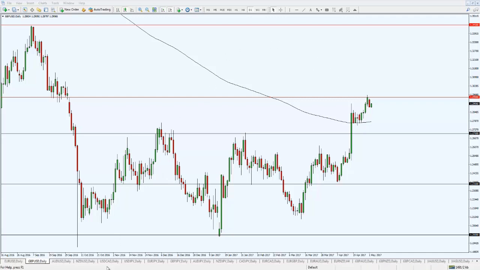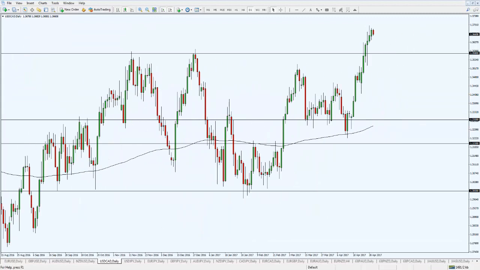Okay, then let's look at dollar Canadian. Dollar Canadian as well, looking bullish. Price has broken above this resistance, tested once, twice, and the third time it broke above it. Where is price relative to the 200 MA? You just look at it, it's above it, right? So you want to be looking for long setups.